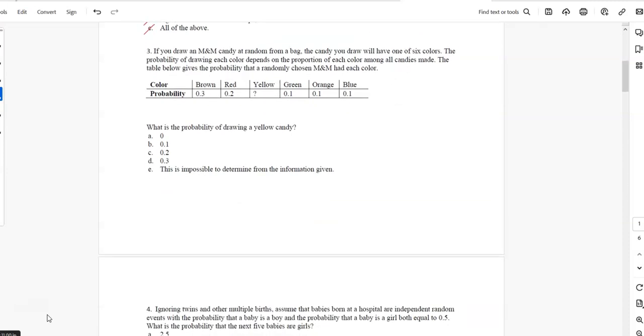To be a valid probability model here, so we've got all these M&Ms. They have just 6 different colors. We know that this has to add up to 100%, which is 1 essentially. So if you add those up, that's 0.8. So this one must be 0.2.